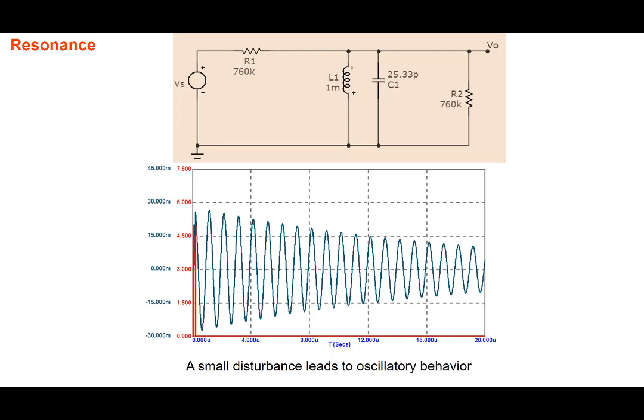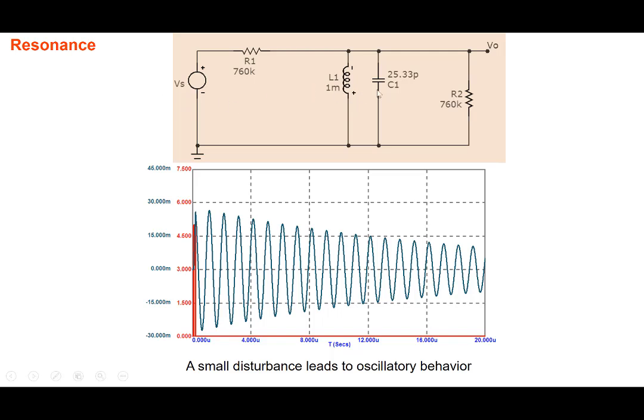So resonance is a phenomenon that is found in all kinds of systems: mechanical systems, atomic systems. Molecules have resonance frequency, atoms have resonance frequency. And in our context, we're talking about a resonance in an electrical circuit.